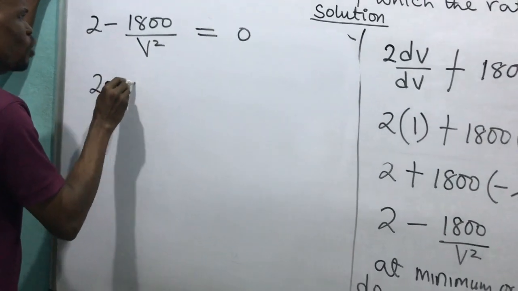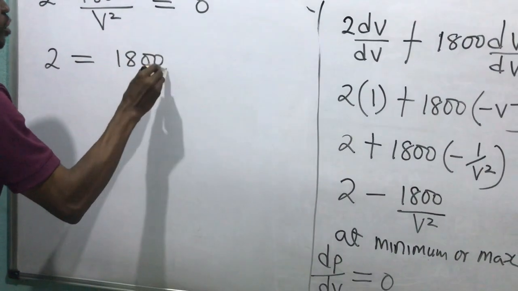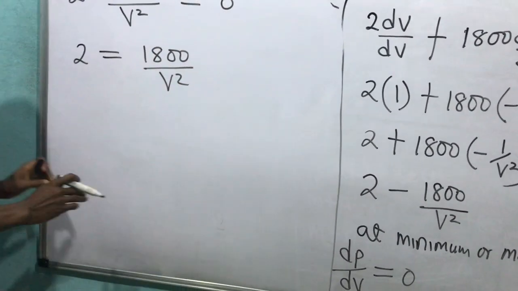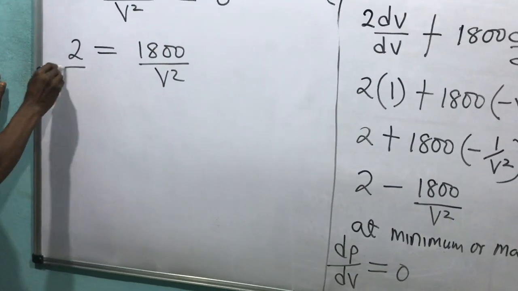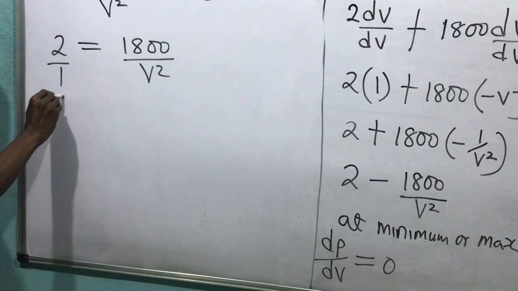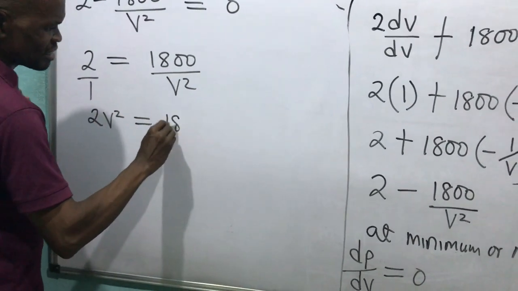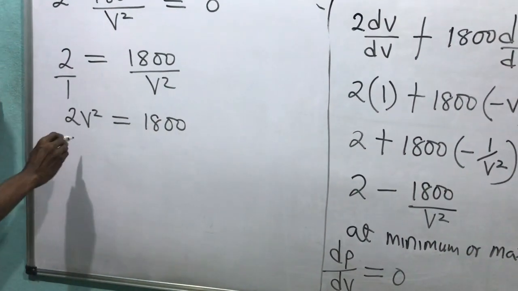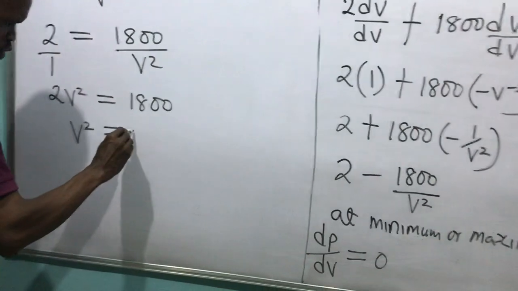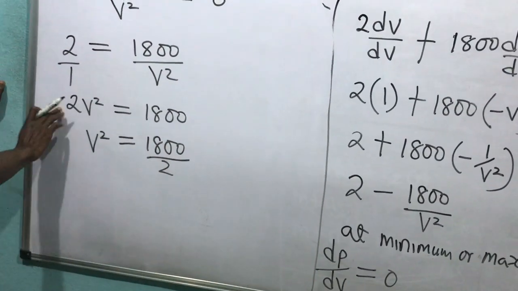2 is equals to 1800 over v squared. Taking this over here, then I'm going to do, this is over 1, cross multiplication. I'm going to have that 2v squared is equals to 1800. Then v squared is equals to 1800 divided by 2. Divide through by 2.